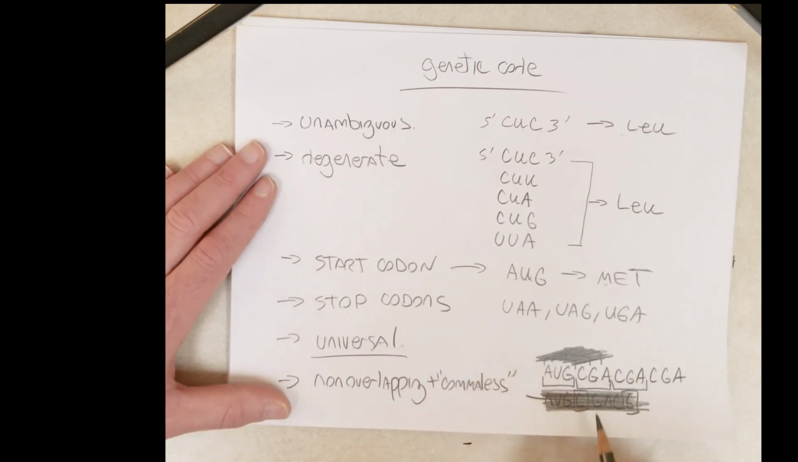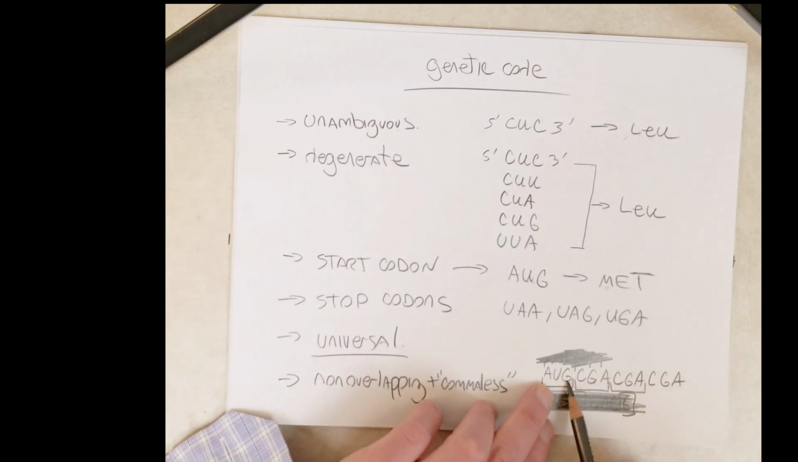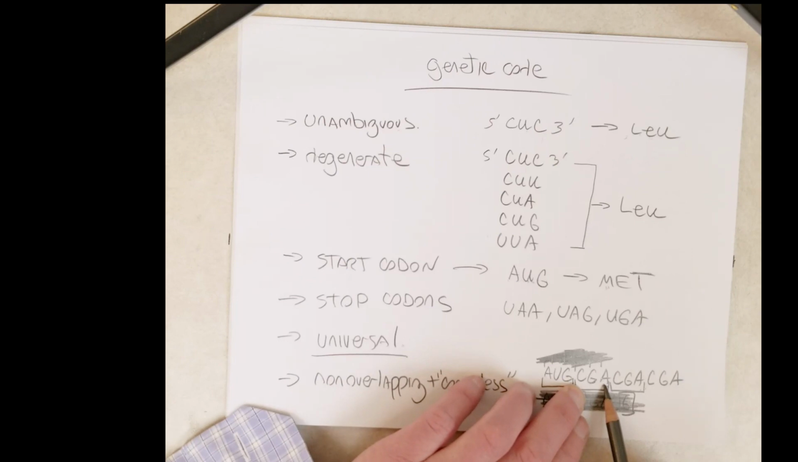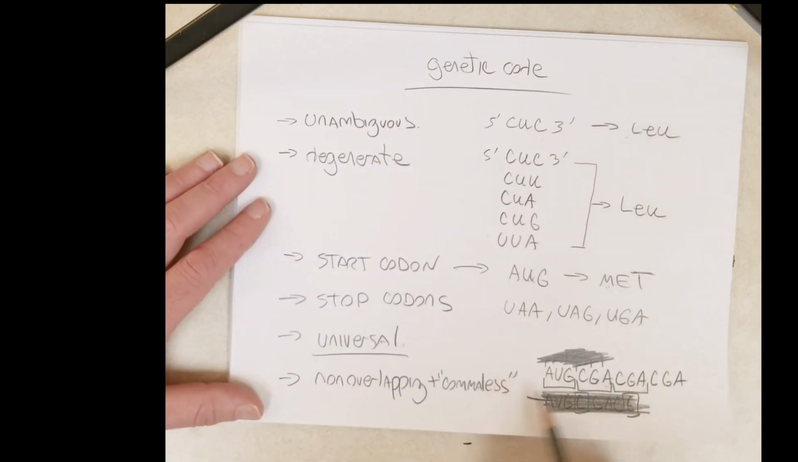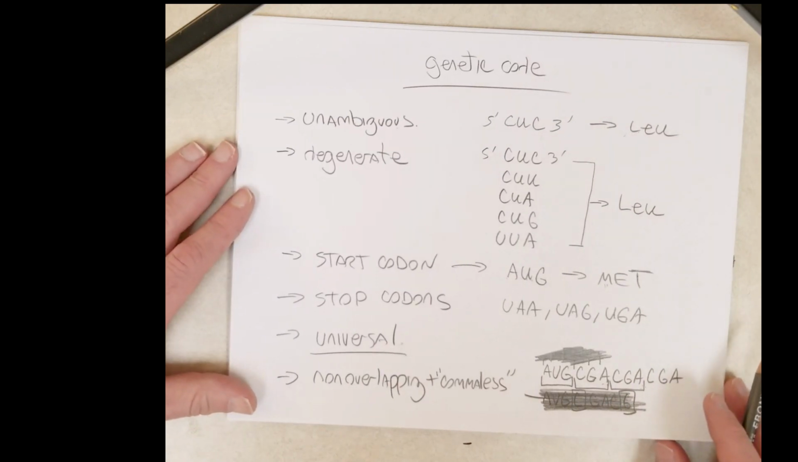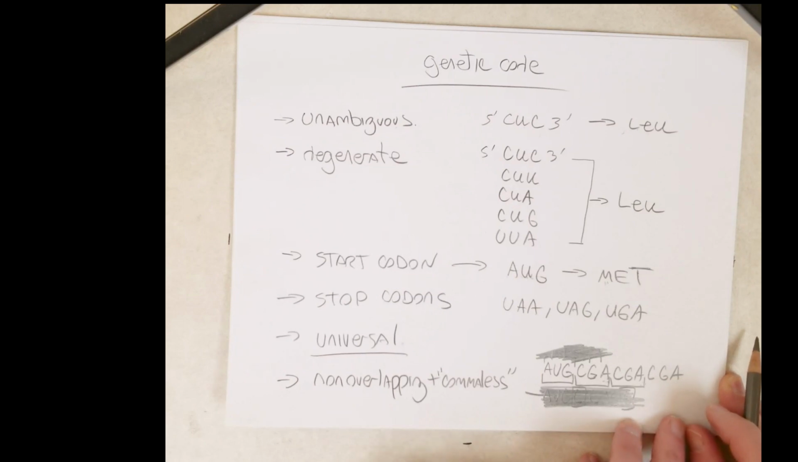It is comma-less. So there are essentially no pauses, no skips. It takes 1 codon. It's non-overlapping, so it goes to the next 3 nucleotides for the next codon, the next 3 nucleotides for the next codon, and that's how the genetic code works. Okay, so those are the important things about the genetic code.